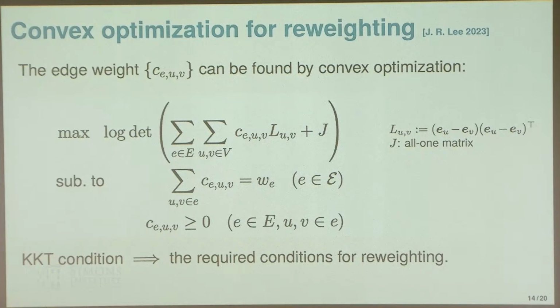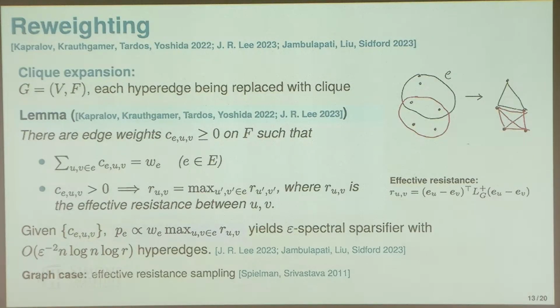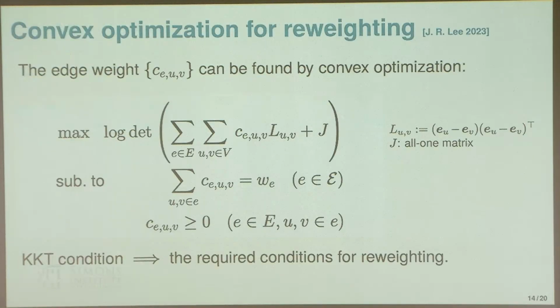Log det basically captures the number of spanning trees in the graph if the graph is unweighted. If the graph is weighted, log det captures the total weight of spanning trees, where the weight of a spanning tree is the product of its edge weights. So we are trying to maximize the total weight of spanning trees here. If you look at the KKT condition of this program, you will see that the condition here is met.